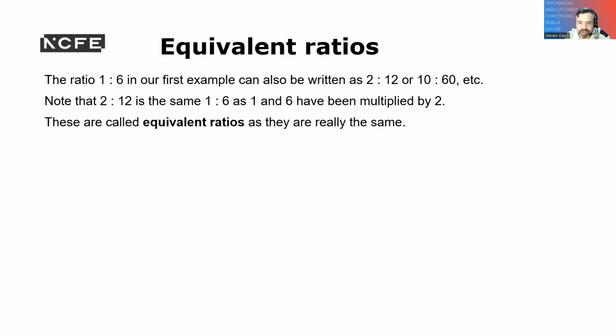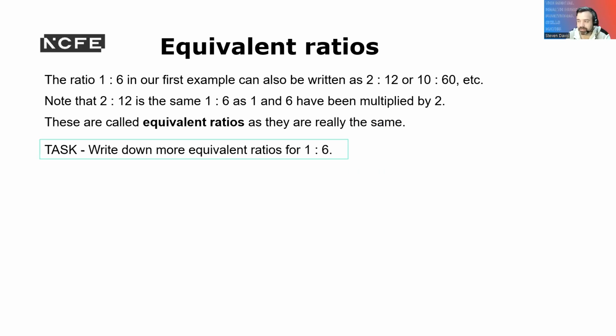So equivalent ratios: the ratio of 1 to 6 in our first example can also be seen as 2 to 12 or 10 to 60, etc. Note that the 2 to 12 is the same as 1 to 6, and 1 to 6 has just been multiplied by 2, and that's what we said earlier. These are called equivalent ratios as they are really the same.